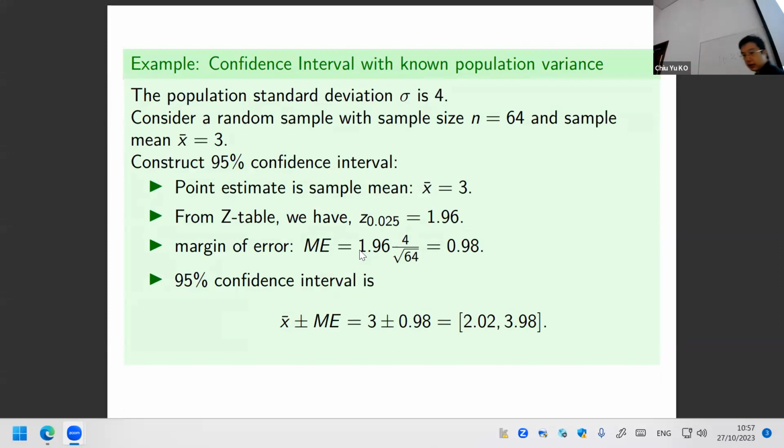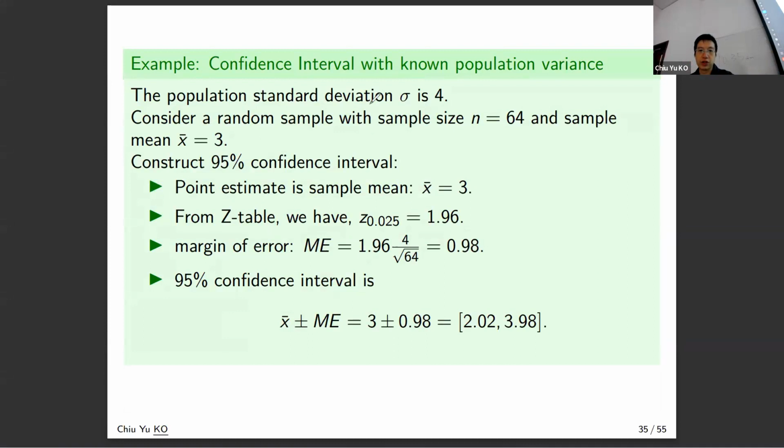It's the following. We have the standard deviation. We know it's 4. When we don't know this guy, there are ways to estimate it, but anyway, suppose we know sigma is 4. And then what we know here is the sample size is 64. Sample mean is 3. This comes from a sample.